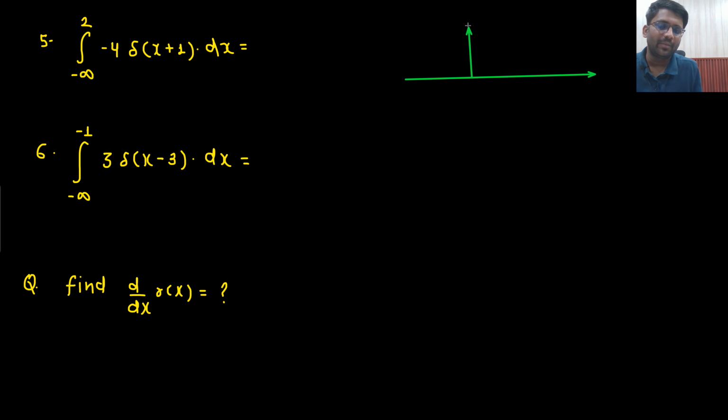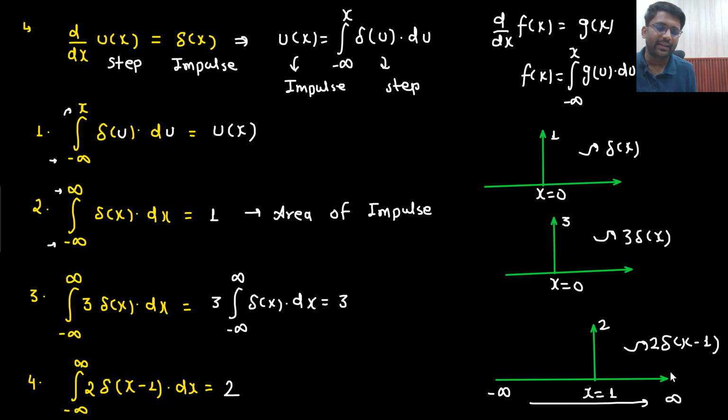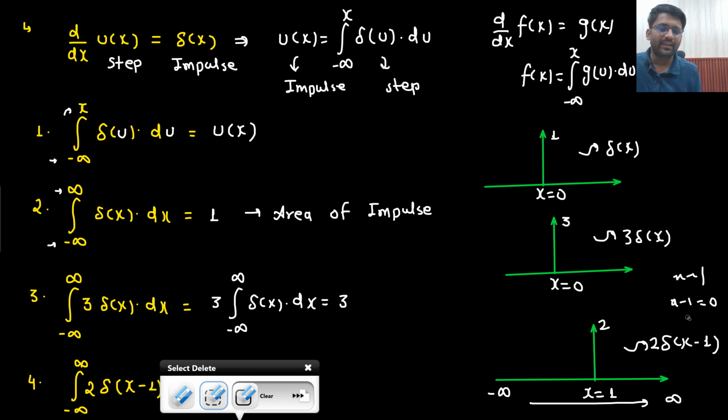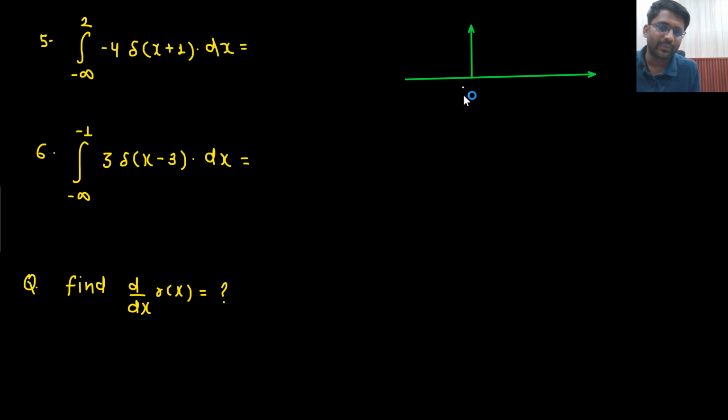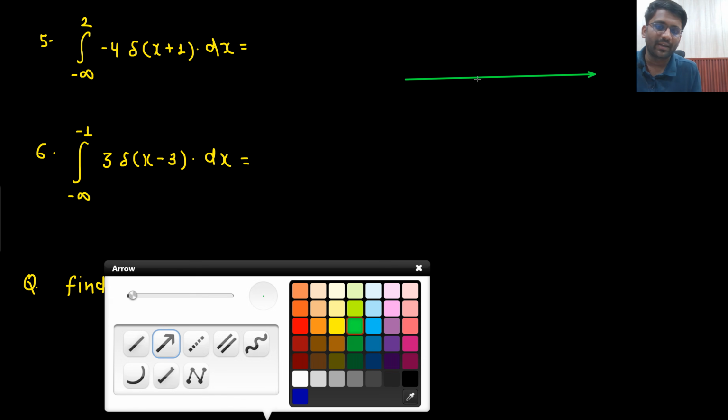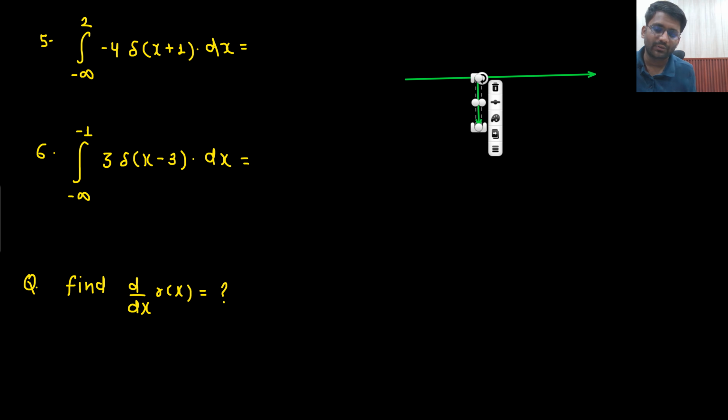Delta of x plus 1 means there will be an impulse at x equals -1. Basically, here the impulse was at x equals 1. How did you know? Sir, you put the inner side equals to 0. So x minus 1 put equals 0, x equals 1. That means there will be an impulse at x equals 1. Similarly, here whatever is inside, I will put that equals 0. So at x equals -1, I am having an impulse of area -4. That means I need to make an impulse of area -4 at x equals -1.